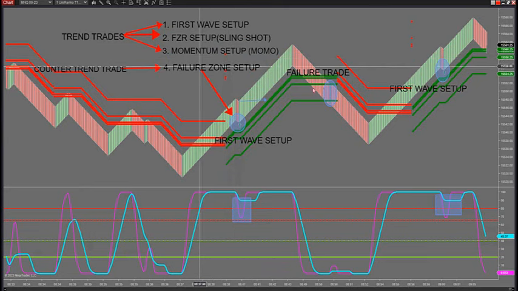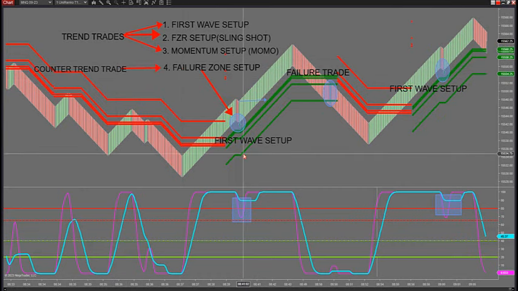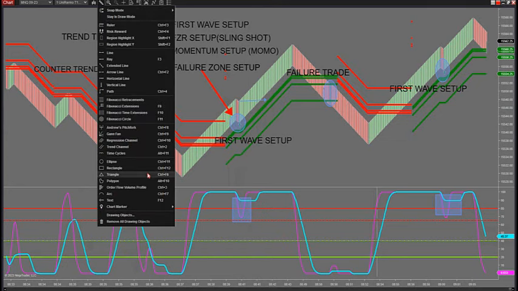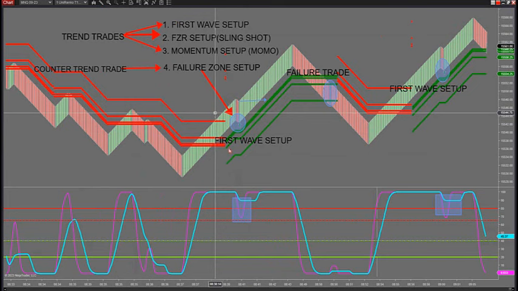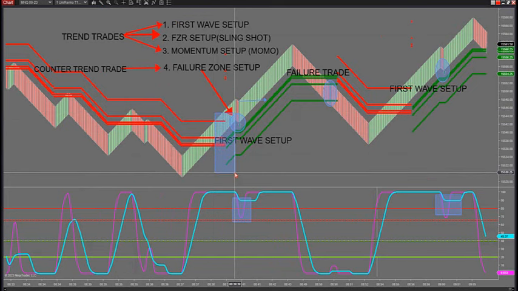So right now, I'm looking for these four setups as price action is ticking. The last one is a counter trend trade, a failure trade. So let's go down through them real quick, and I'm going to shut this off for Gerald. First wave trade, very specifically, you've got to have a trend change. And I'm going to go over this tonight for an hour. It's got to go red to green or green to red.